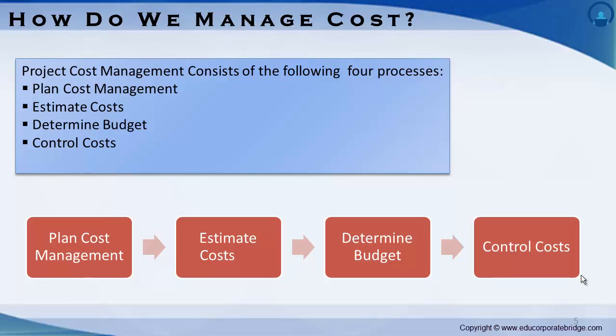It is the process of monitoring the status of the project to update the project costs and managing changes to the cost baseline. Out of these four processes, plan cost management, estimate costs, and determine budget are part of the planning process group, while control costs is a part of the monitoring and controlling process group.